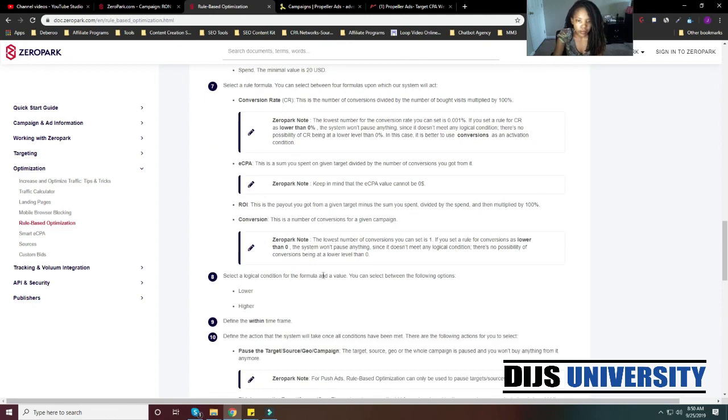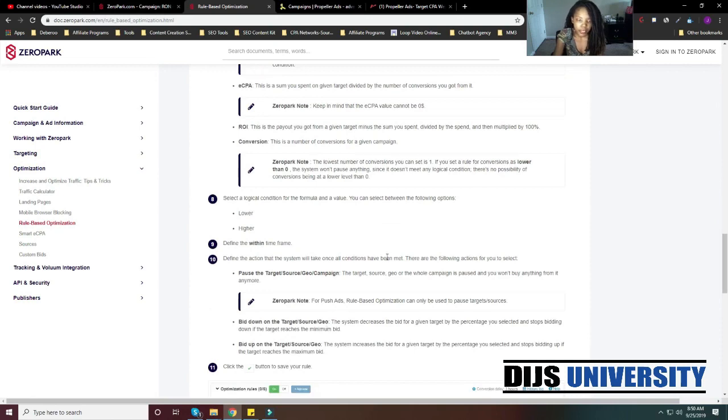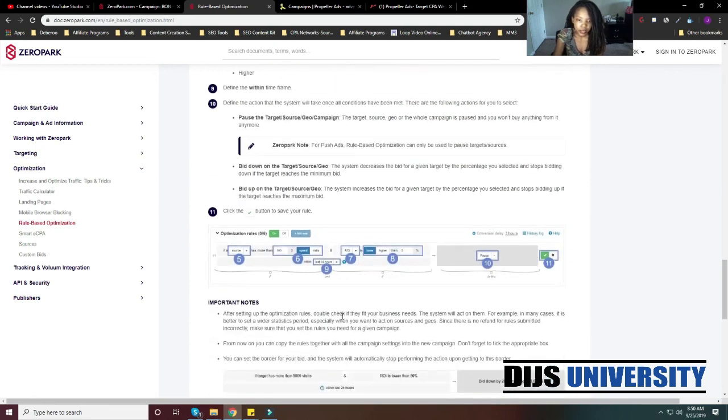All right, set a logical conditional formula. So you have to go lower or higher, define the time frame, define the action. I'm just trying to see what all the parts are. And I like how, okay, here's a source, more than 100. We're going to do visits because we're doing push. And then if the ROI is larger than this, then pause. Okay, bet, like it.